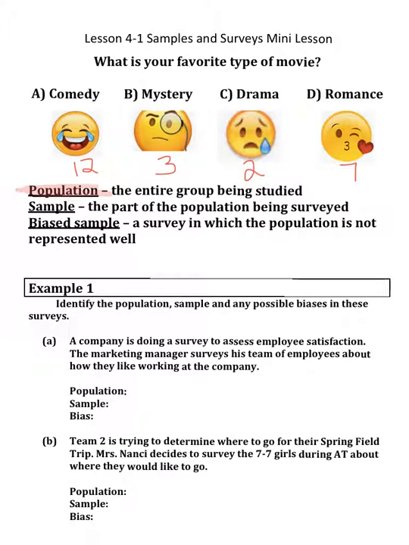The sample, this is a very specific thing. The sample very specifically is who is actually being surveyed, who was asked the question. So the sample is going to be the part of the population who was actually surveyed. And a biased sample will exist when you have a situation where a survey is conducted and the group that was asked does not accurately represent the population. They're not represented well for whatever reason.